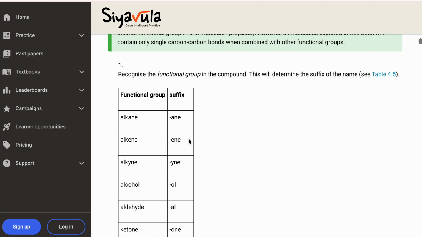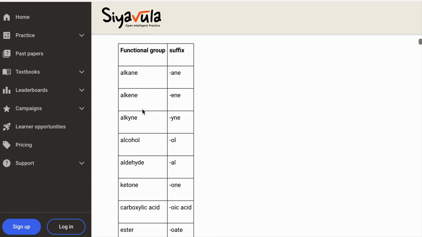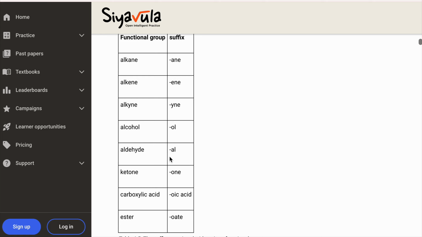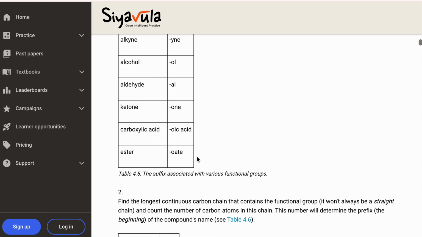Okay, first we will recognize the functional group in the compound and determine its suffix. Alkane, alkene, alkyne. If a single bond is present, then its suffix is "-ane". If a double bond is present, "-ene". If a triple bond is present, then "-yne". Alcohol, if OH group is present, aldehyde, "-al". Ketone, and carboxylic acid. If carboxylic acid is present, OH group, "-oic acid", ester.